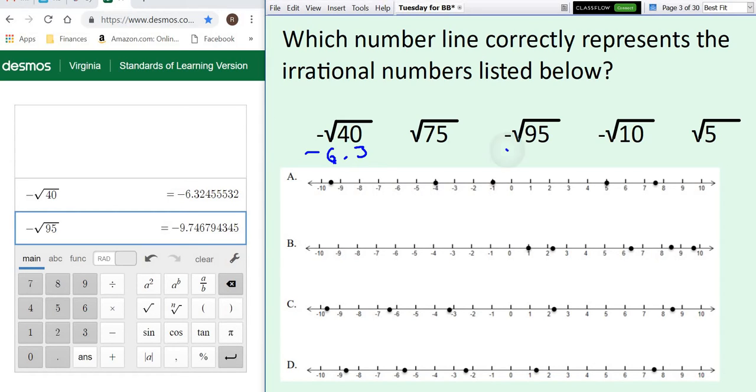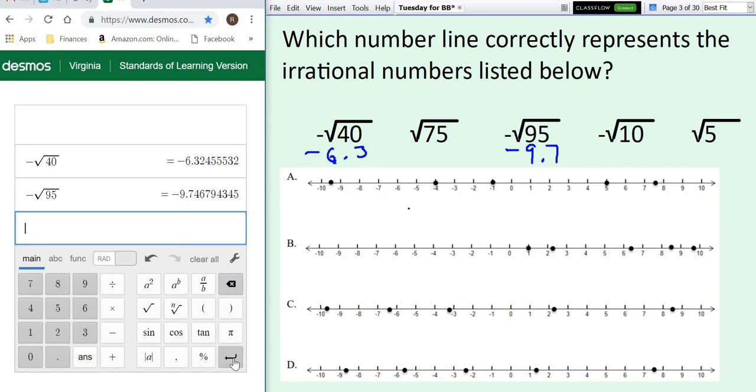So we've got -9.7, and then we've got another negative square root, which is negative square root of 10. So I'm going to do negative square root of 10. Uh-oh, except that I forgot the square root, so I better try again. Negative square root of 10, which gives me negative 3.16. So I'm going to put negative 3.2. So I know I've got at least 3 numbers below the 0.